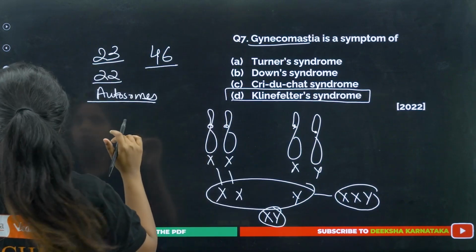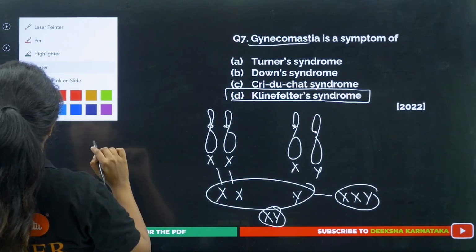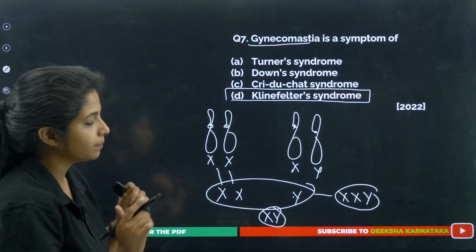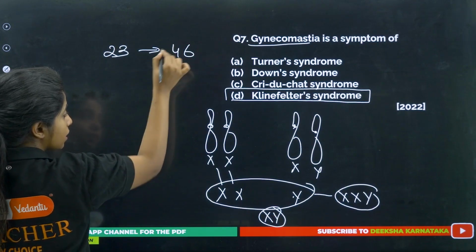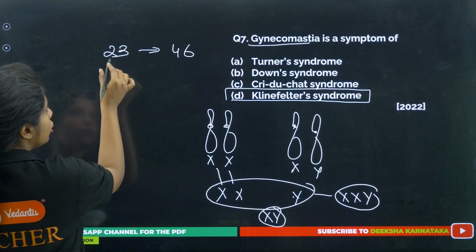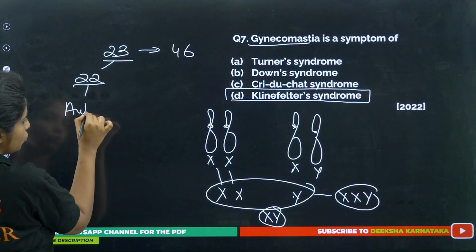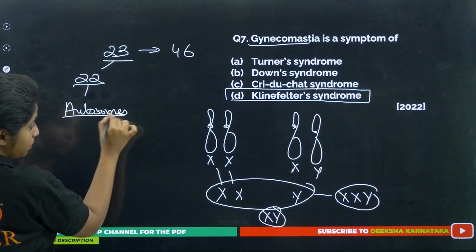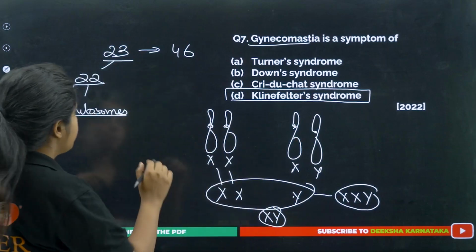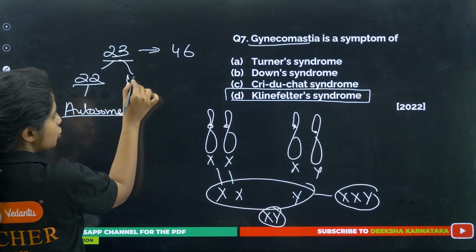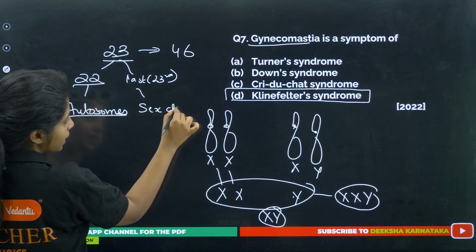Wait, I don't want to confuse you. Even I will get confused. Listen to me carefully. You have 23 pairs of chromosomes, that means 46 chromosomes. Out of this 23, 22 of them are autosomes. That means they are chromosome pairs which do not have anything to do with the sex of the organism. But the 23rd one, the last one, it is the sex chromosome.